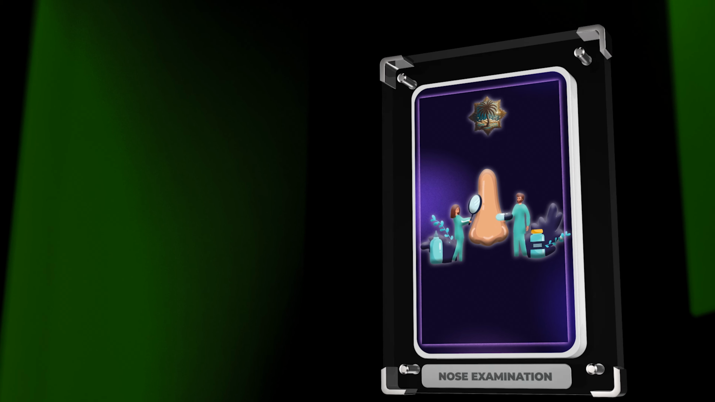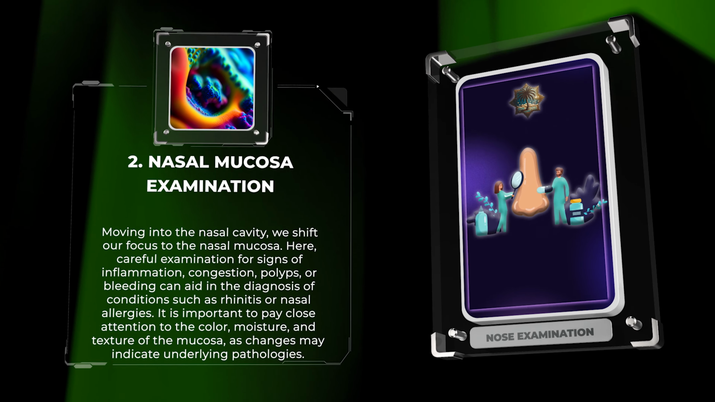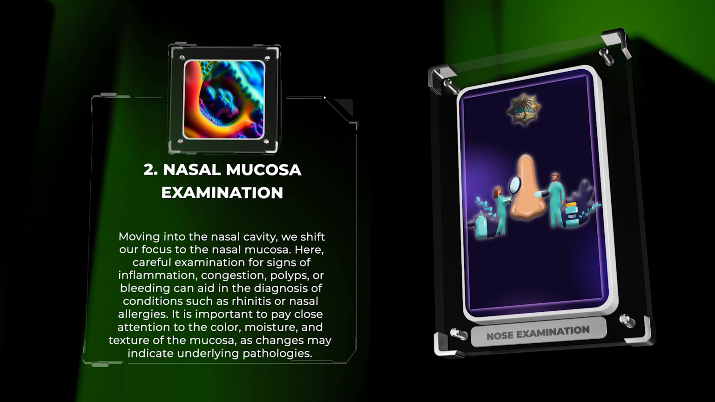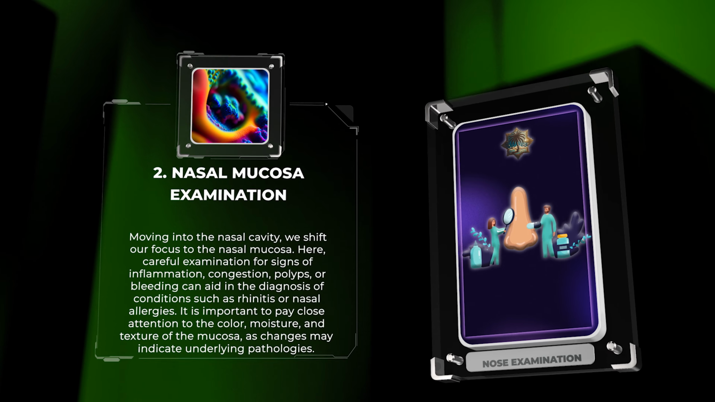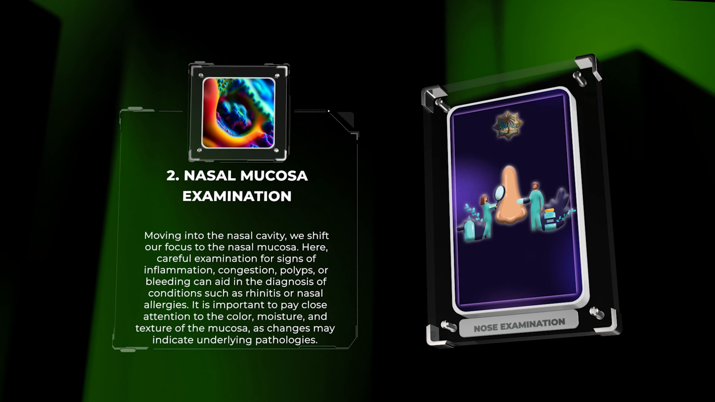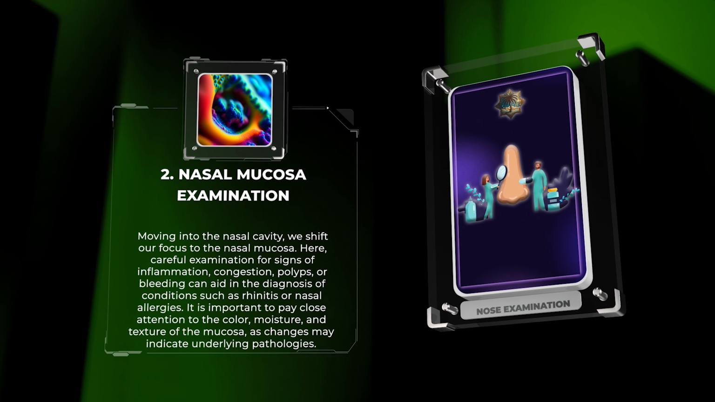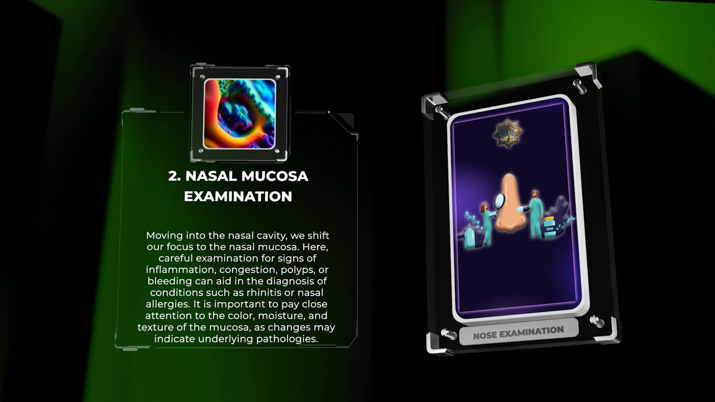Moving into the nasal cavity, we shift our focus to the nasal mucosa. Here, careful examination for signs of inflammation, congestion, polyps, or bleeding can aid in the diagnosis of conditions such as rhinitis or nasal allergies. It is important to pay close attention to the color, moisture, and texture of the mucosa, as changes may indicate underlying pathologies.